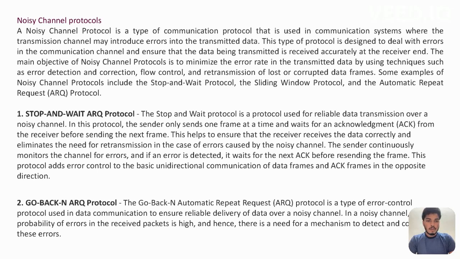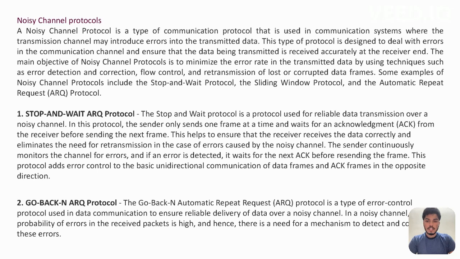The stop and wait protocol is a protocol used for reliable data transmission over a noisy channel. In this protocol, the sender only sends one frame at a time and waits for an acknowledgement from the receiver before sending the next frame. This helps to ensure that the receiver receives the data correctly and handles errors caused by the noisy channel. The sender continuously monitors the channel for errors, and if an error is detected, it resends the frame. This protocol adds error control to the basic unidirectional communication of data frames and acknowledgement frames in the opposite direction.